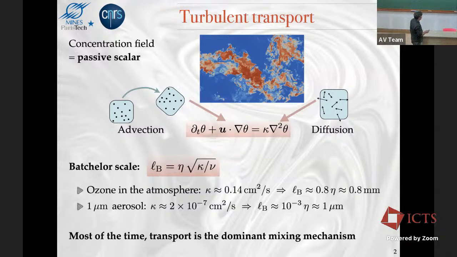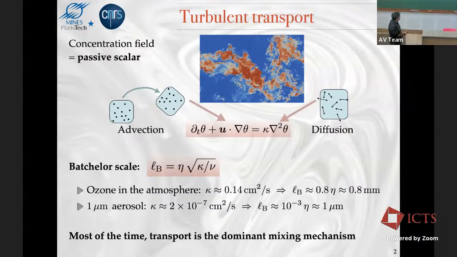You have these two terms, advection and diffusion. The usual name for such a quantity is a passive scalar, passive because the theta field is not affecting the flow. You could also think about active fields; the jargon is a bit different from active matter, of course. An active field is a field which has an effect on the velocity. For instance, if you think about temperature while considering convection effects, then the temperature is an active field.